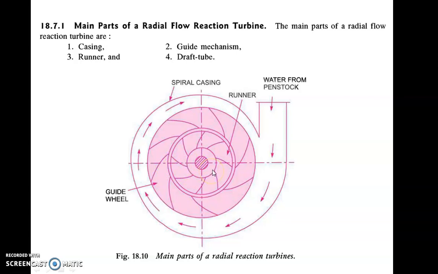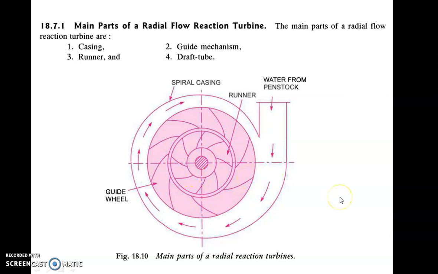That was not the case in the impulse turbine. Once it was entering into the runner, it was open to atmosphere. That's why the pressure was not decreasing. Only kinetic energy was used. But here both kinetic energy and pressure energy are utilized in the case of the reaction turbine.